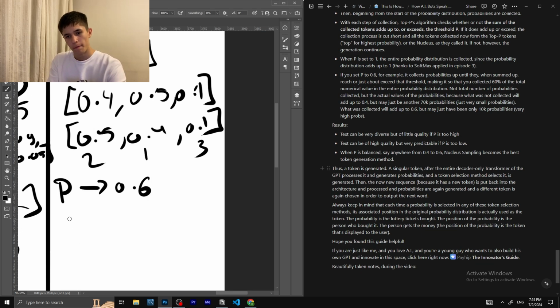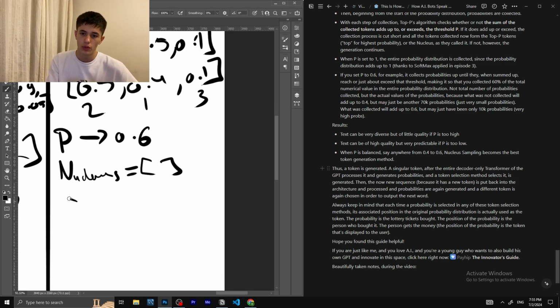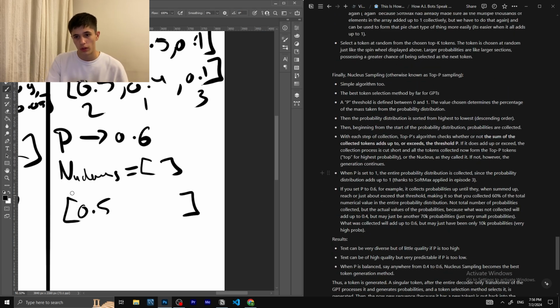Now we're going to do this. We have a nucleus that we want to form, an empty nucleus in which there's nothing in it. So we start what's called a collection process, in which we start collecting the tokens or the probabilities of the tokens and looking at their sum. With each step of collection, which is important to understand, top P's algorithm checks whether or not the sum of the collected tokens adds up to or exceeds the threshold P. So let's say we look at this, this does not exceed that, it's still smaller, so we can just add that in, 0.5. Okay, great. Our nucleus now has the value 0.5.